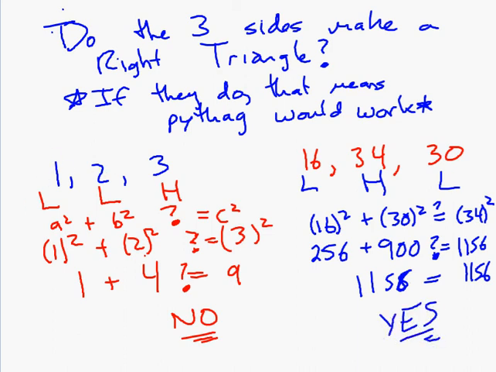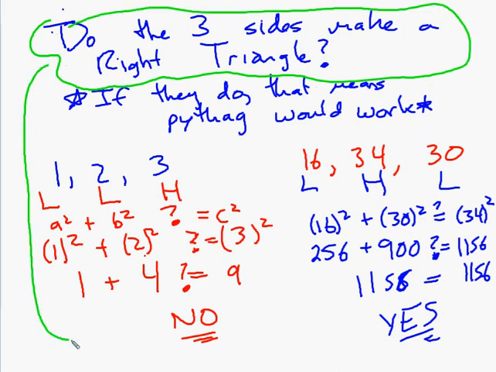Now, I'm not going to go through the next example, but it's the same question. This same question worded a different way would ask, are the numbers a Pythagorean triple? And if they are, then Pythagorean's theorem works. So that's essentially the same question, just worded a different way.